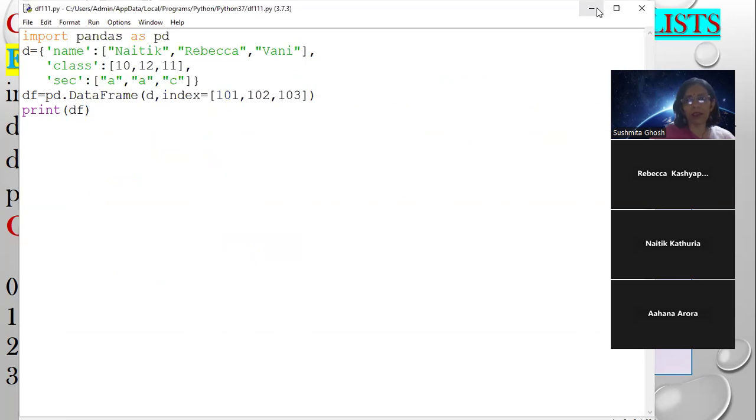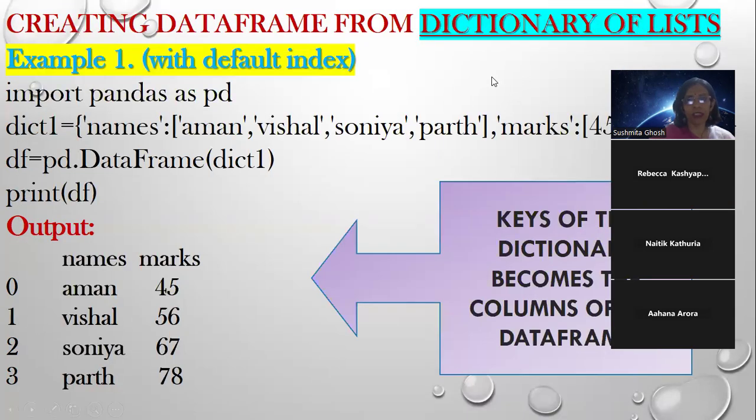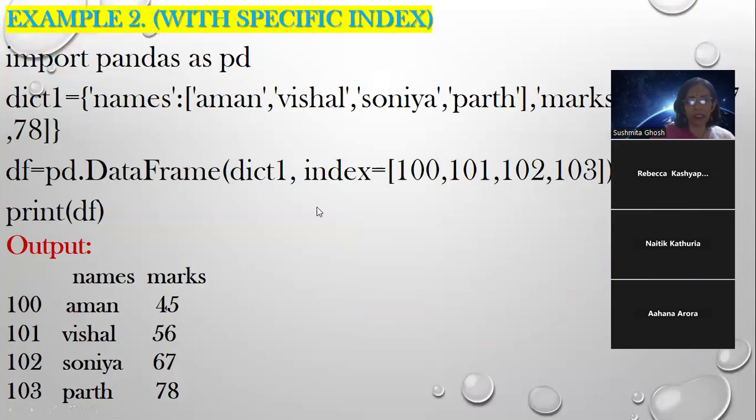So that is how the creation from a dictionary works, with default indexes and with specific indexes. You just have to give the index here. That is the only thing. The similar data itself I took to show you. So that is how it is showing up. Is the creation okay? 0, 1, 2 are the index of the rows, right? Yes, it is.